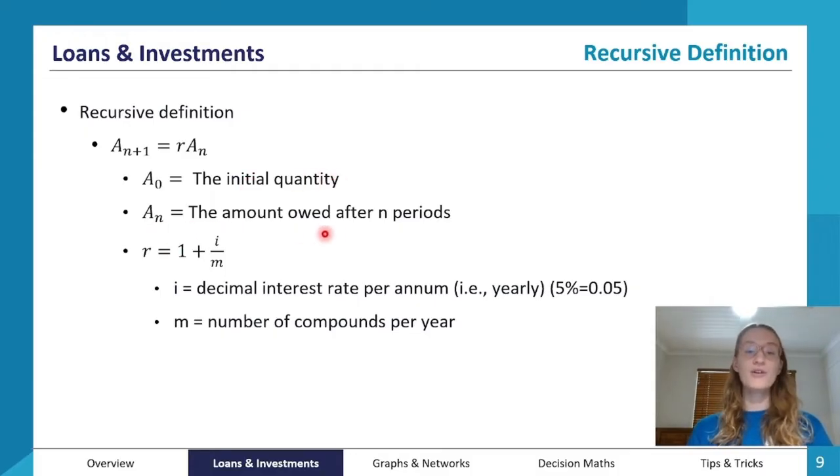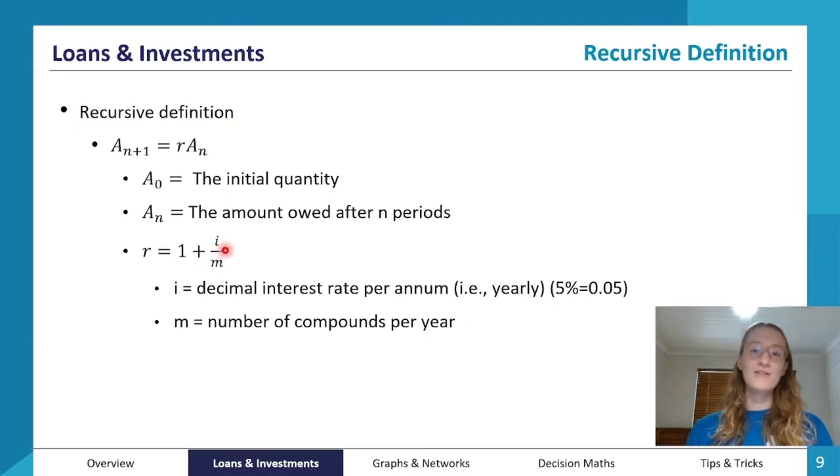An is the amount owed after n periods, or the amount made if it's an investment, because again, this can apply to both a loan or an investment, because in an investment, the amount of money that you personally have is growing, but in a loan, the amount of money that you owe is increasing because interest is being charged on the money that you've borrowed. So An is the amount owed after n periods, and then r is our rate of interest. It's like the factor by which the amount of money is growing each period, and we can calculate that by saying r equals 1 plus i over m.